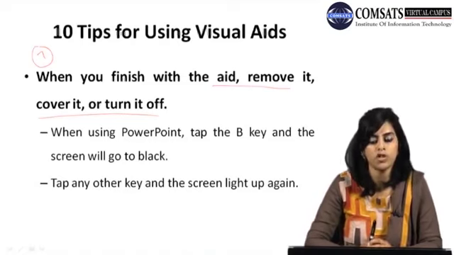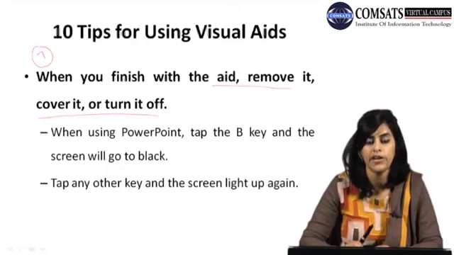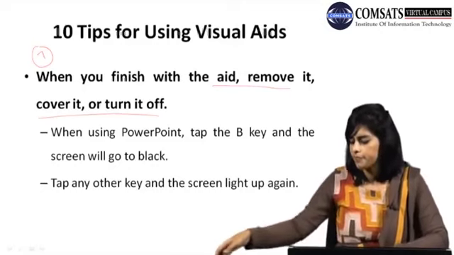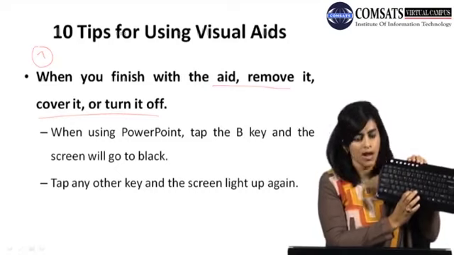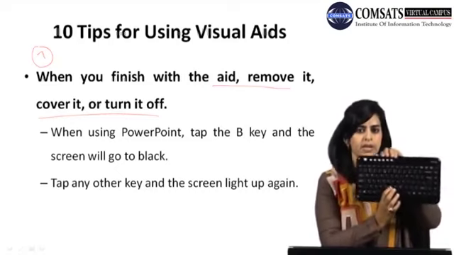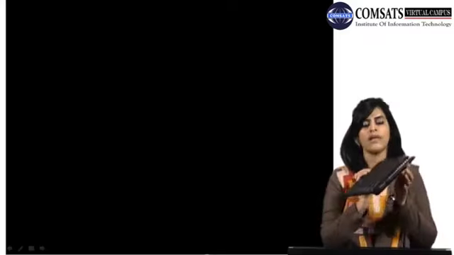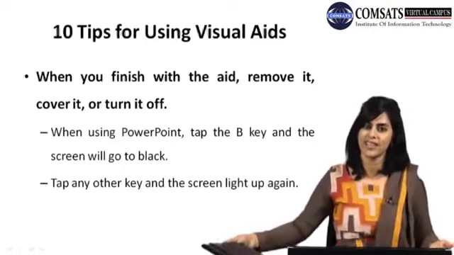When using PowerPoint, of course you cannot remove the slide. However, you can turn it off by pressing the key B. Now if I press the key B, B for ball, my screen went blank. So this is what you are supposed to do. And to bring it back, you can press any key randomly. So I am going to press any key randomly, and my display of the slide came back.